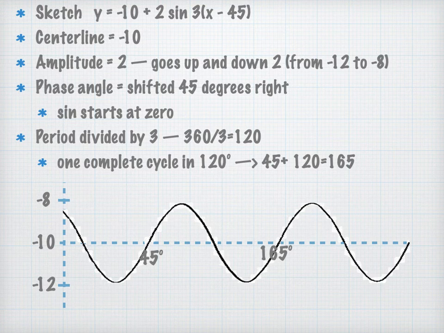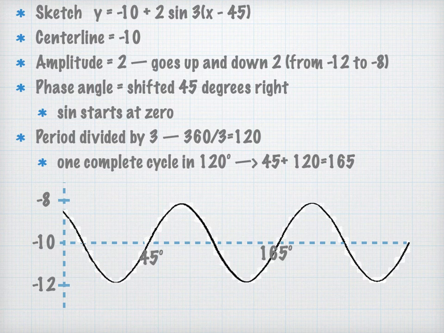The phase angle is 45 degrees. That means it's been moved over. It's going to start at 45 degrees. So you find the starting point of the sine and mark that 45 degrees. The period is 120 degrees because it's divided by 3. There's a 3 there. It's going 3 times as fast as normal. It only takes a third as long to get where it's going. So 360 divided by 3 is 120. And then you just go from 45, you go 120, and get to the next point.